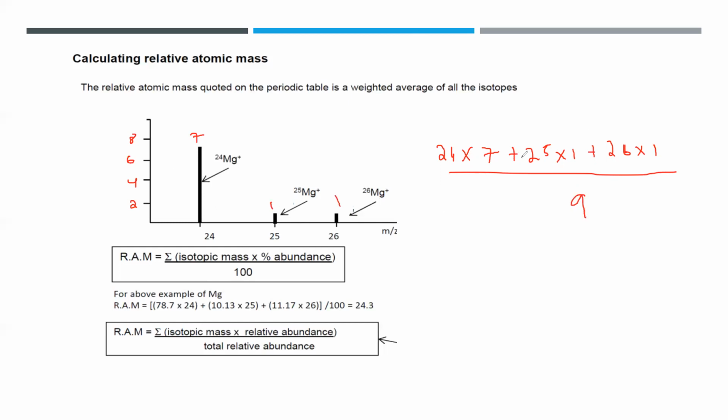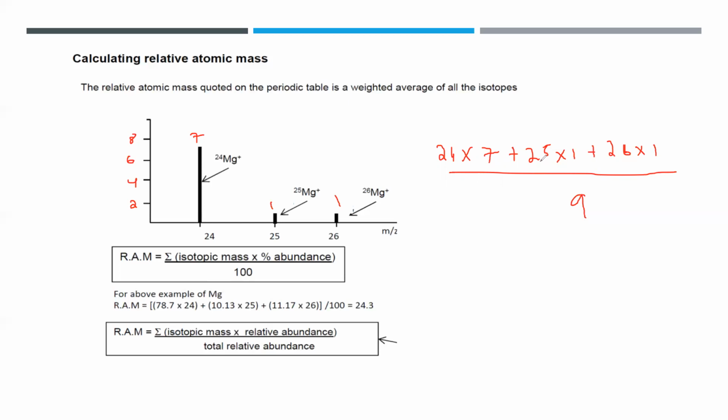So 25 into 7. Basically, we are taking the ratio here. Plus 25 into 1 plus 26 into 1, divided by 9. So we will also get the relative atomic mass. So if in the question the percentage abundance is not given, you can use this technique as well.